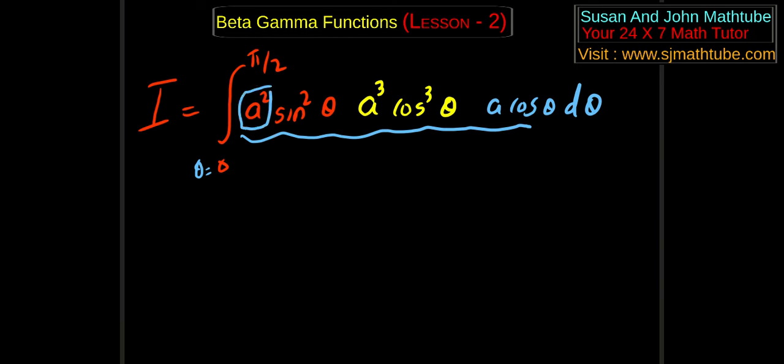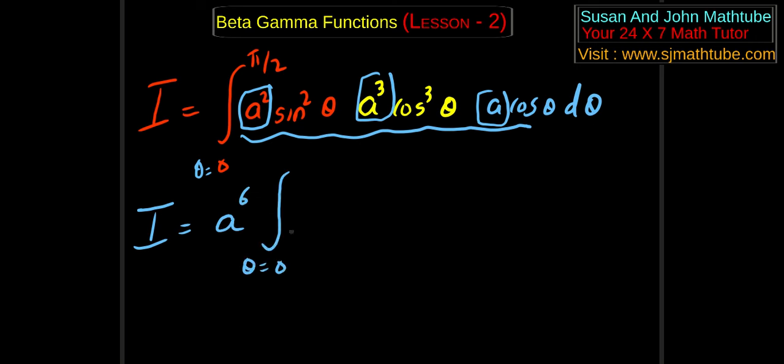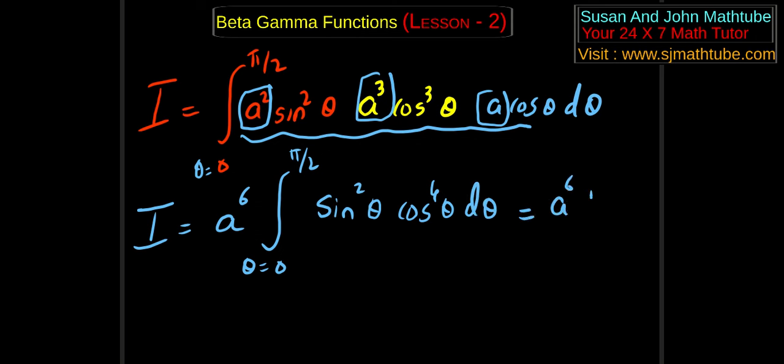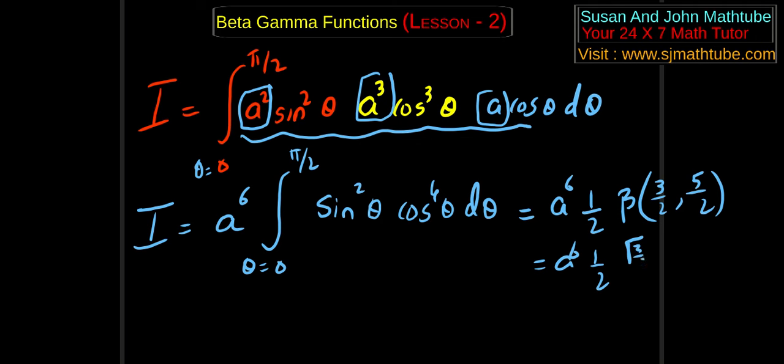Now combine this constant, constant, constant. So we get a to the power 2 plus 3 plus 1. That is I is equal to a to the power 6 integral theta is equal to 0 to pi by 2 sine to the power 2 theta and cos to the power 4 theta d theta. And that is equal to a to the power 6 times 1 by 2 beta of (2 plus 1)/2, (4 plus 1)/2. So a to the power 6, 1 by 2, gamma 3 by 2, gamma 5 by 2, by gamma of (3 plus 5)/2, that is gamma 4.